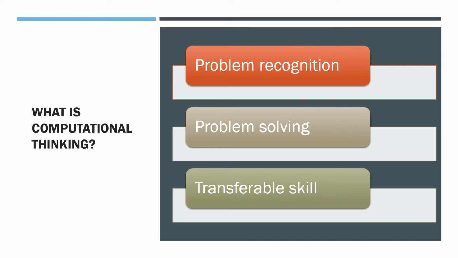So computational thinking is a general thinking skill that allows us to recognize the problem that needs to be solved and to develop suitable strategies to solve the problem. It is seen as a transferable skill, so that getting good at solving computational problems by writing programs will help you to solve problems in other areas of academic study and life in general.